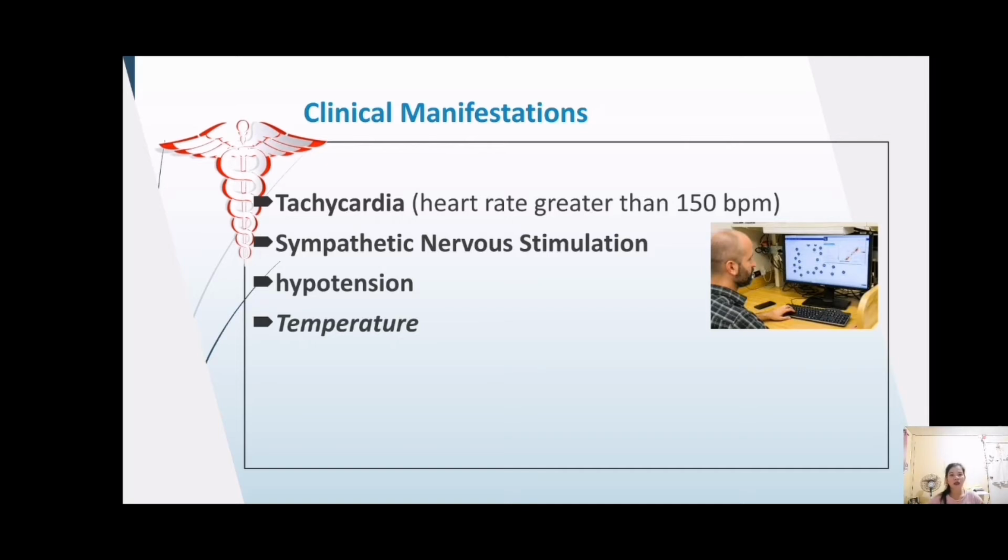For the clinical manifestations, we have tachycardia, heart rate greater than 150, sympathetic nervous stimulation, hypotension, and temperature changes. These clinical manifestations are the physical result of the type of illness or infection. This is what the nurses monitor and observe to know what the patient's illness is.